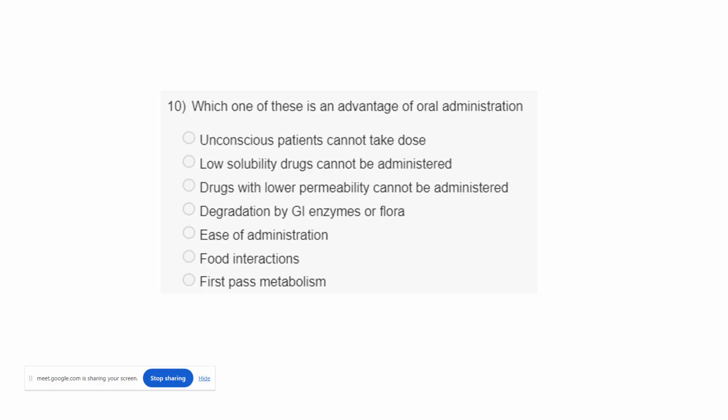This was the last question. Which one of the following is an advantage of oral administration? And the correct answer here would be ease of administration.